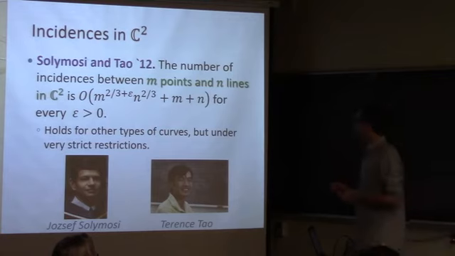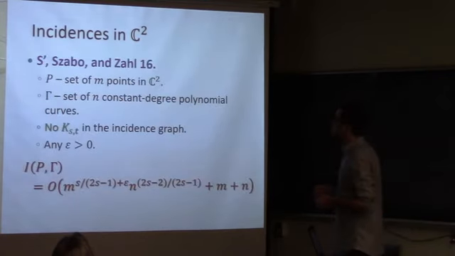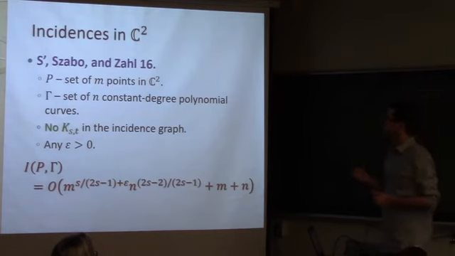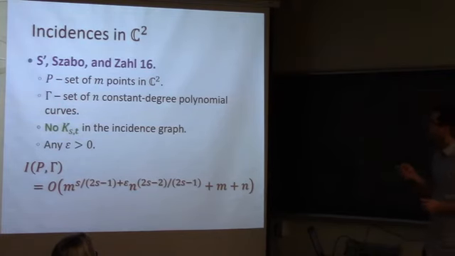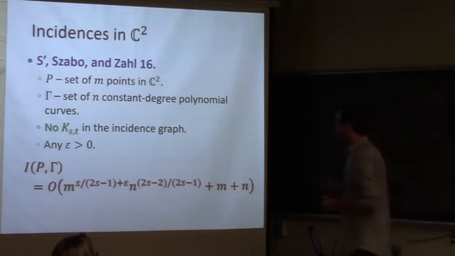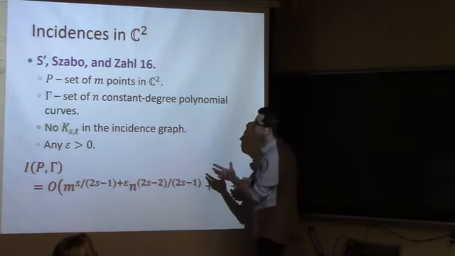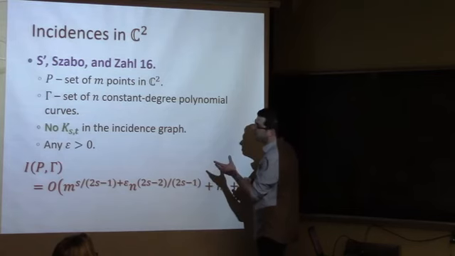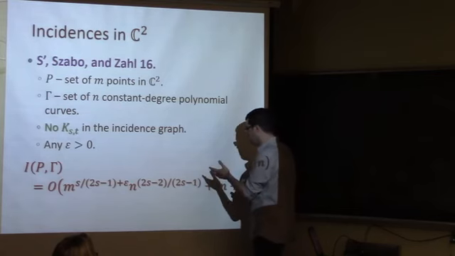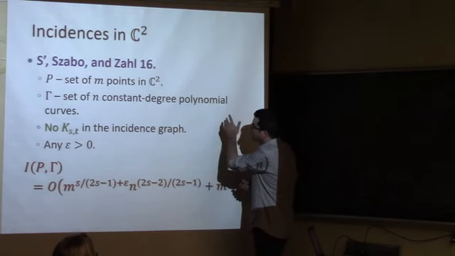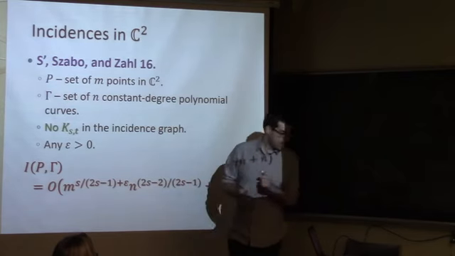And another thing we recently managed to do, this is with Sheffer and Solymosi, and again my collaborator Zahl, is we managed to get this more general result. They stated that this holds for the real plane before, and we managed to get it to the complex plane. The first general complex incidence bound: we have m points and complex curves, no K_{s,t}, and the same bound.